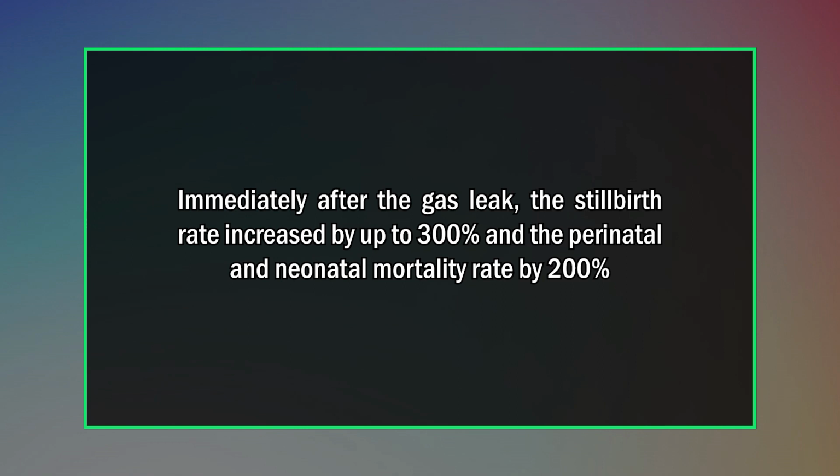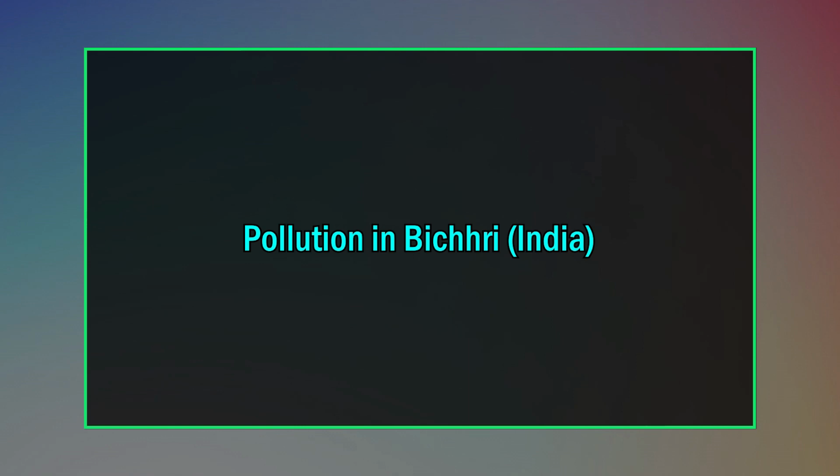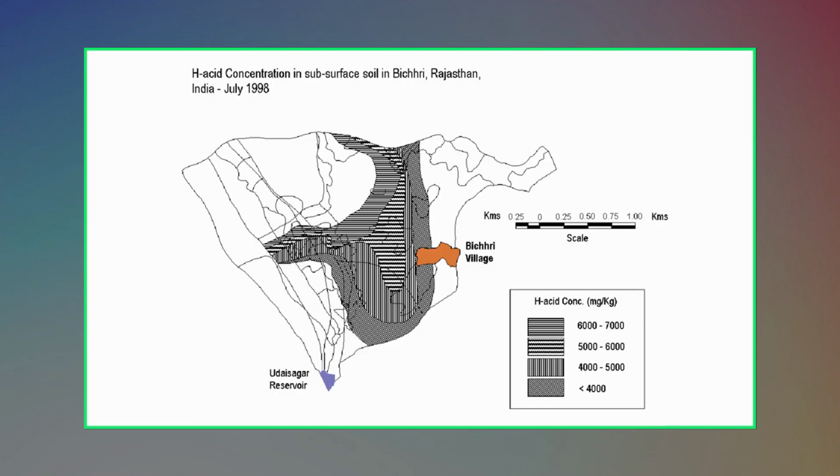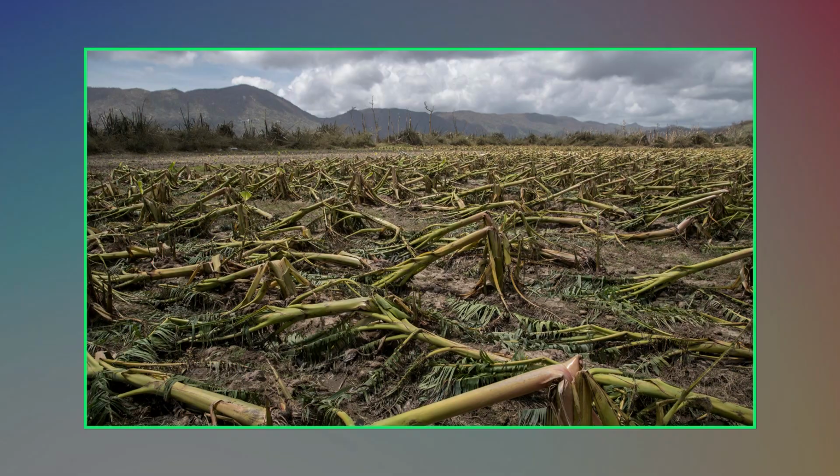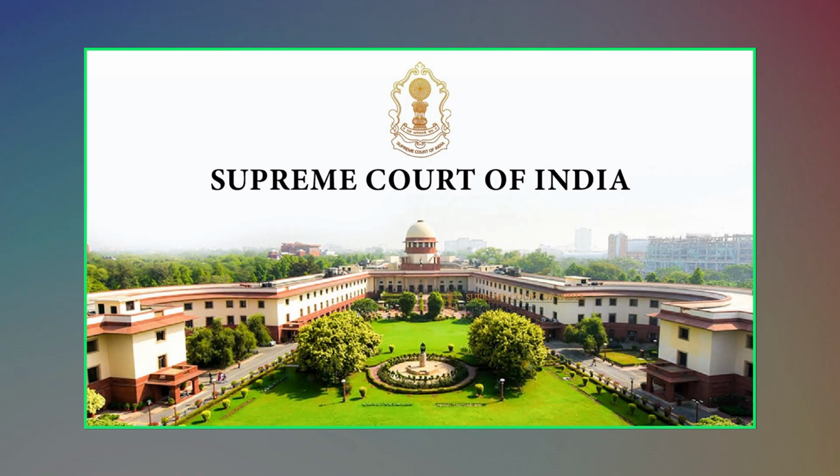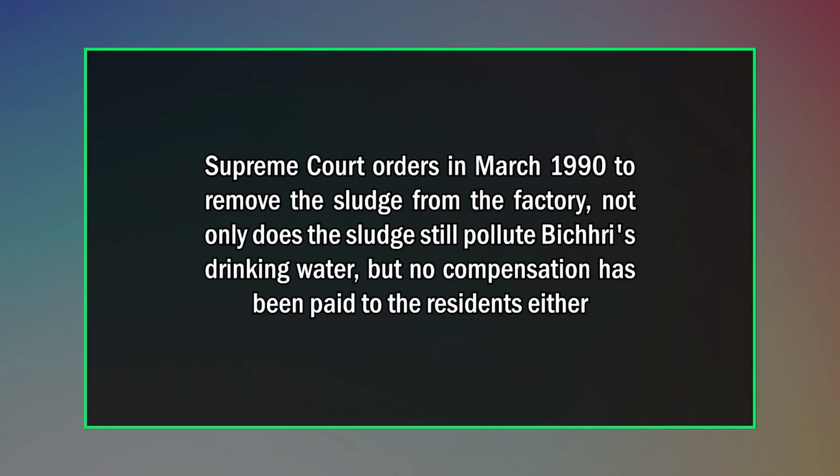Pollution in Bichri, India. Effluents from a high acid factory in Bichri village in Rajasthan have polluted the groundwater of almost 60 wells, destroying crops and orchards. The Indian Council for Enviro-Legal Action filed a case in the Supreme Court in October 1989. Despite court orders in March 1990 to remove the sludge from the factory, not only does the sludge still pollute Bichri's drinking water, but no compensation has been paid to the residents either.